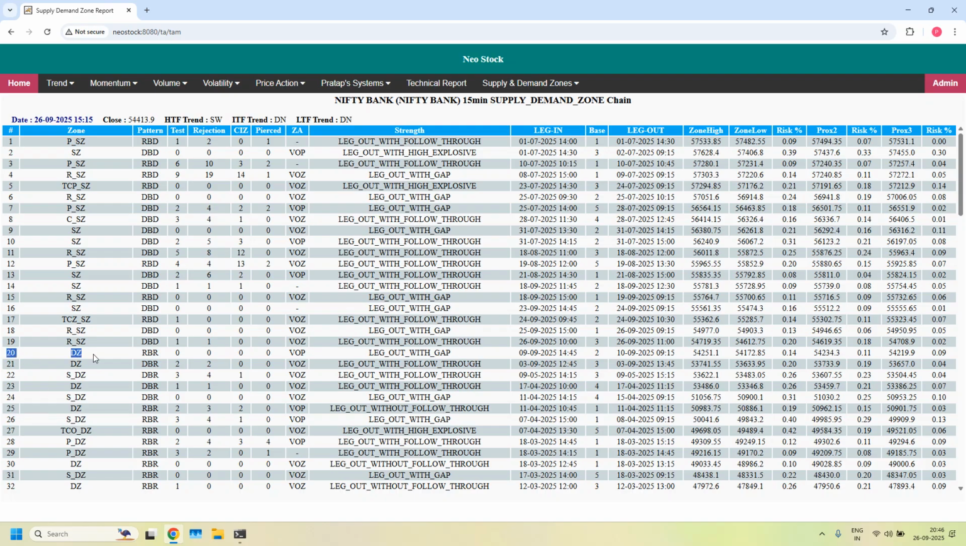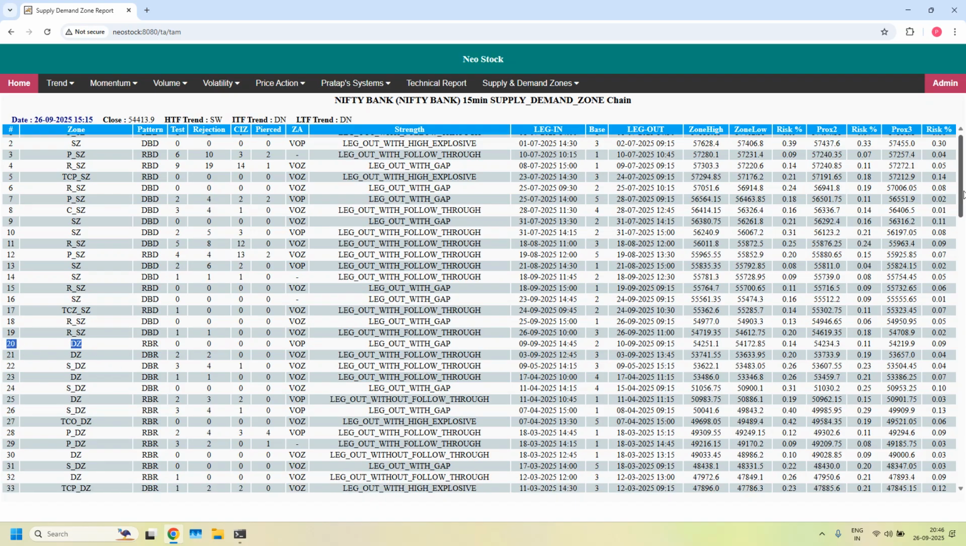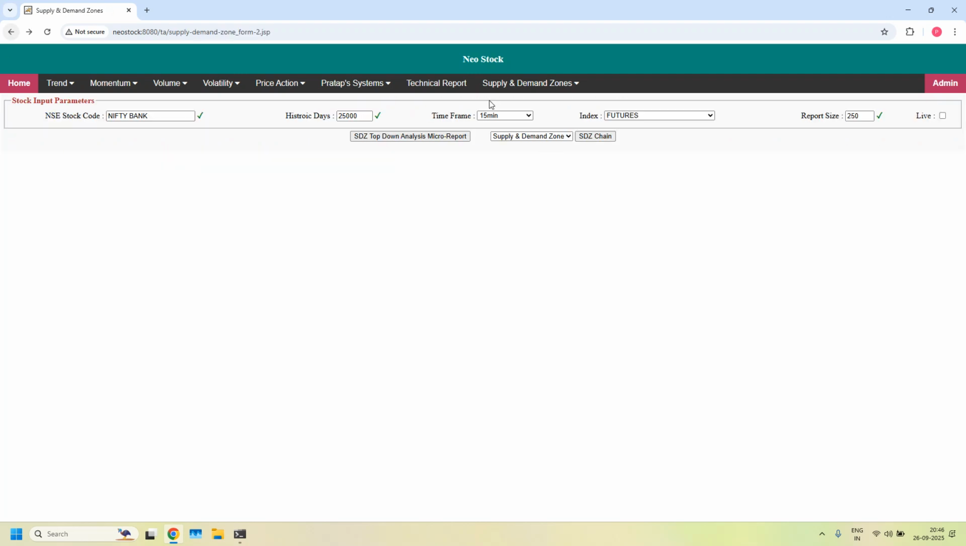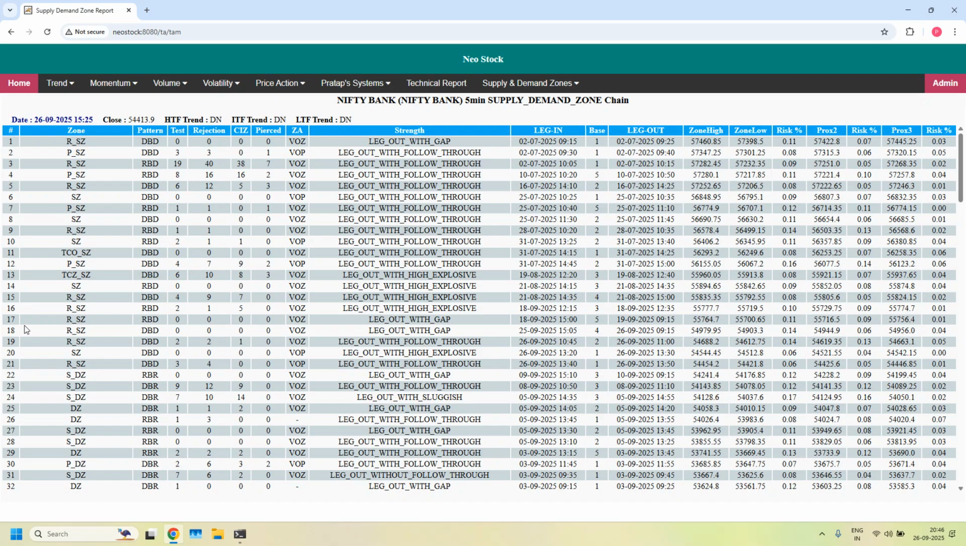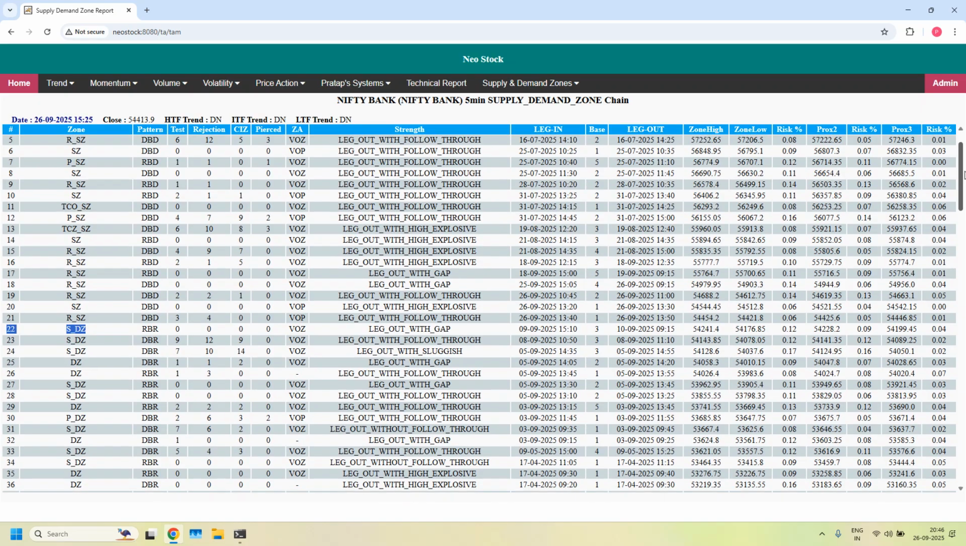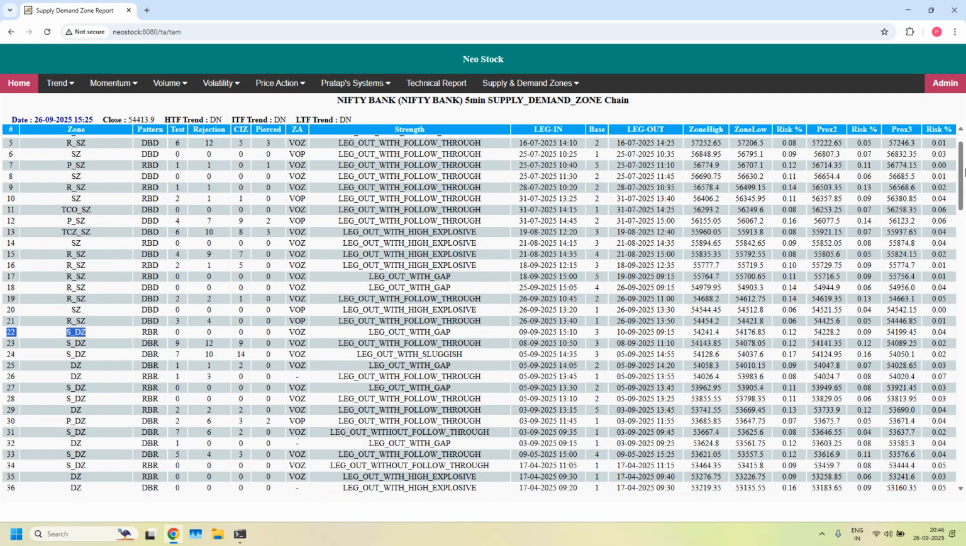The nearest demand zone, serial number 20. So next time frame is 5 minutes. Going back, generating 5 minutes supply demand zone chain for Bank Nifty. The nearest demand zone for the current closing price, serial number 22. Put it in the middle of the page. Okay. So this is a Bank Nifty supply demand zone chain report for 5 minutes.